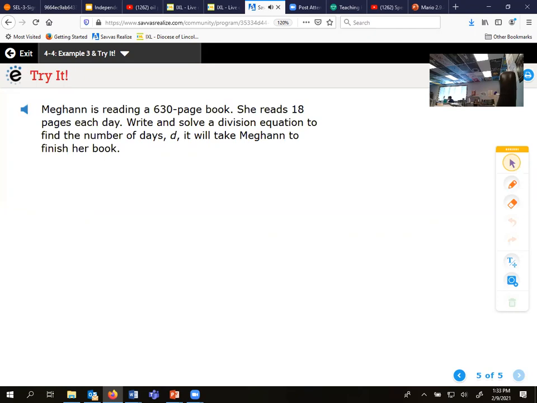What does it say? Megan is reading a 630-page book. She reads 18 pages per day. Write and solve a division equation to find the number of days, D, it will take Megan to finish her book. Okay, so if I wanted to do a division equation, that means it has to have division in the problem. So how would I write a division equation for this problem? What would I divide? 630 by 18. Yep, 630 divided by 18 would give us the number of days she has left to finish her book.